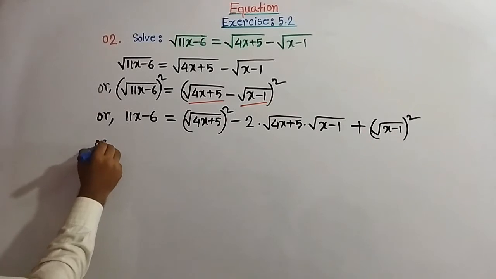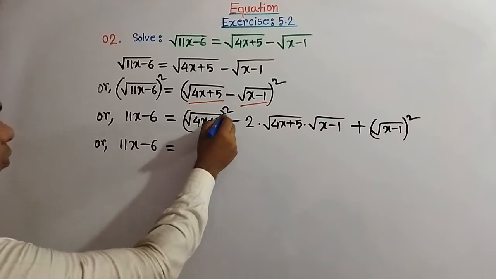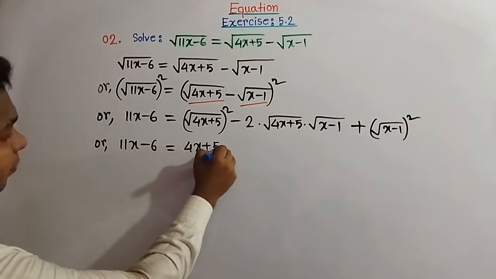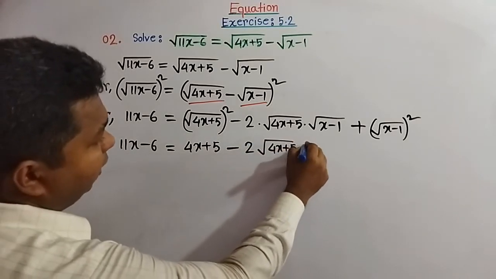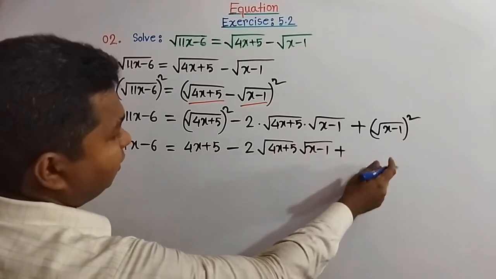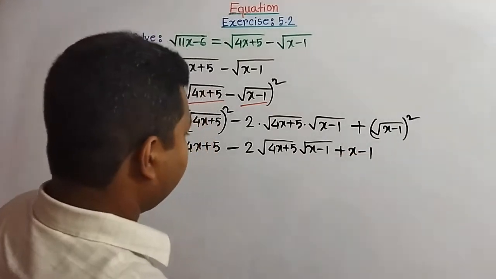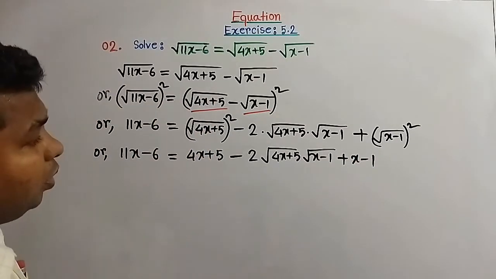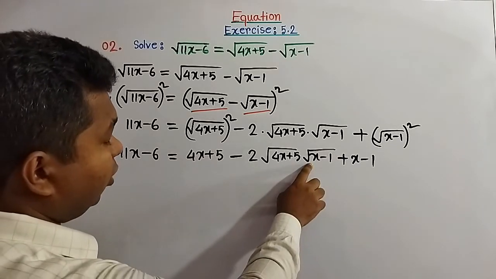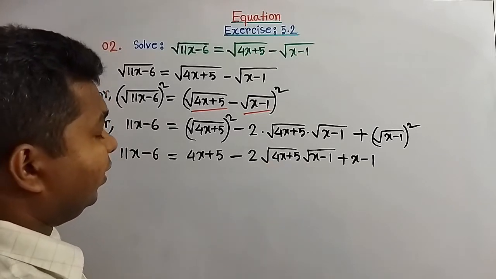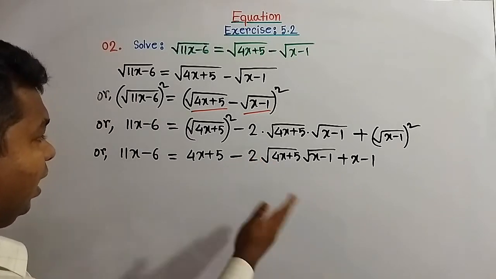Now, 11x − 6 equal to (√(4x + 5))² equal to 4x + 5, then minus 2 into √(4x + 5) √(x − 1), plus (√(x − 1))² equal to x − 1. Now in this equation there is only one term, that is 2 into √(4x + 5) into √(x − 1), that includes a radical. So we put this term on one side and all other terms on another side.